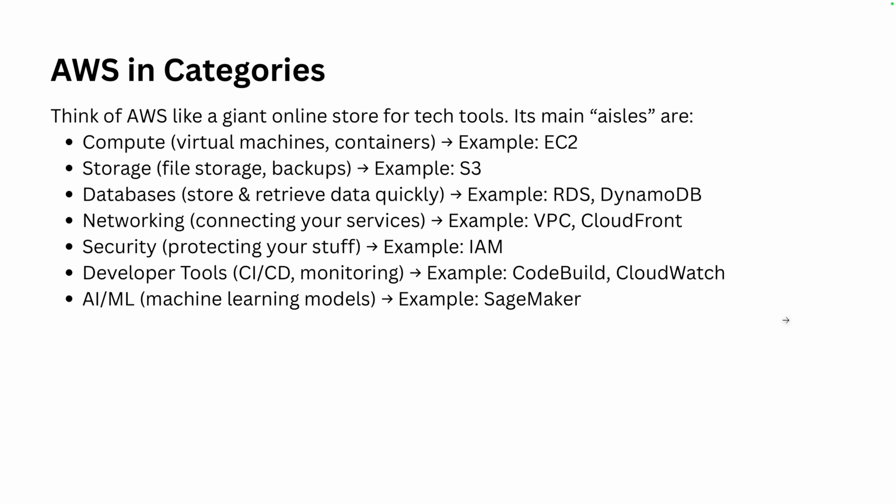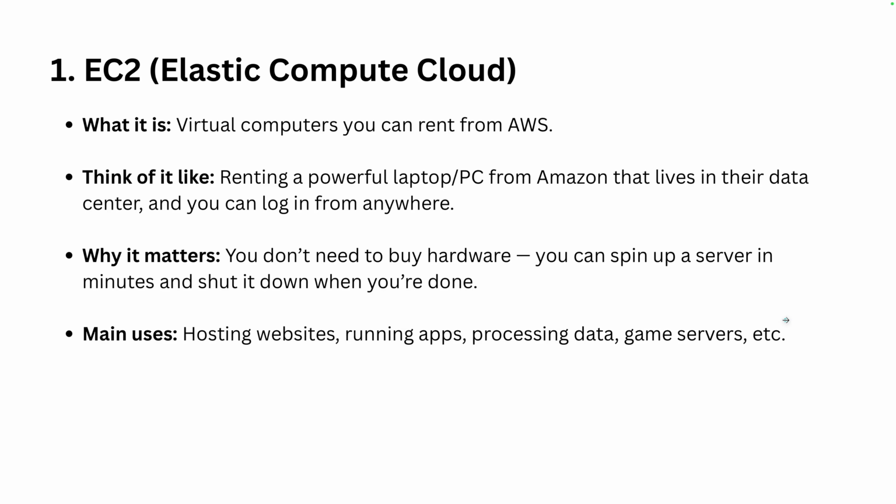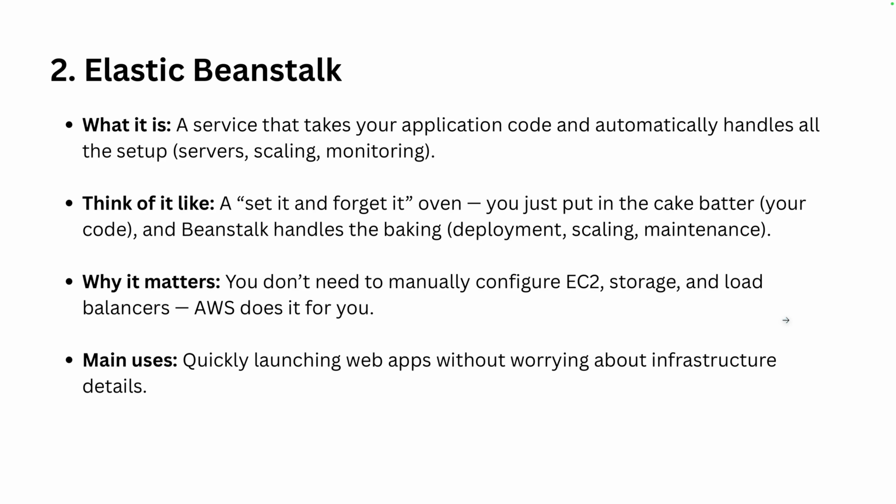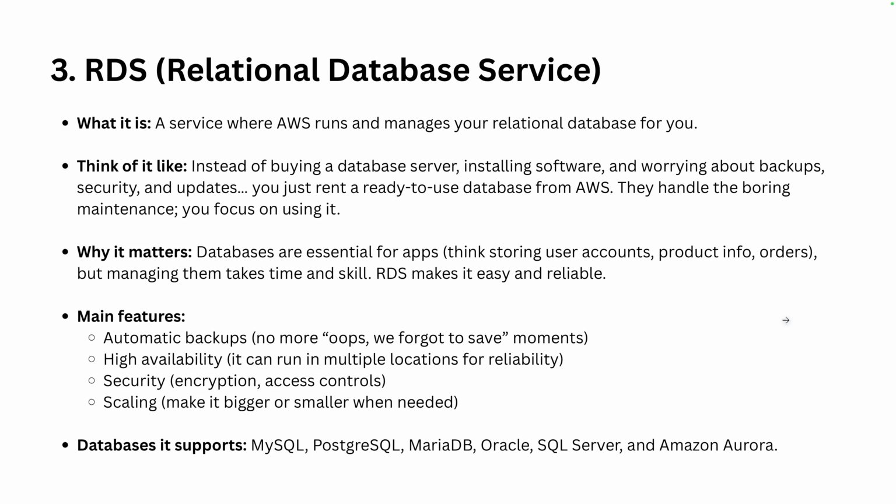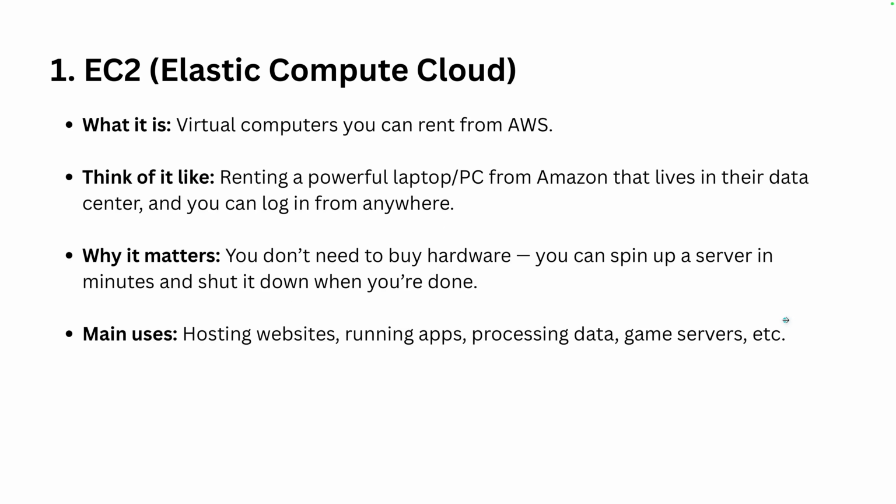Now we are not going to use all these categories or all these services. We are just going to use EC2, Elastic Beanstalk, RDS, and let's talk about these services. So EC2 is for virtual computers which you can rent from AWS. Think of it like renting a powerful laptop or PC from Amazon that lives in their data center and you can log in from anywhere.